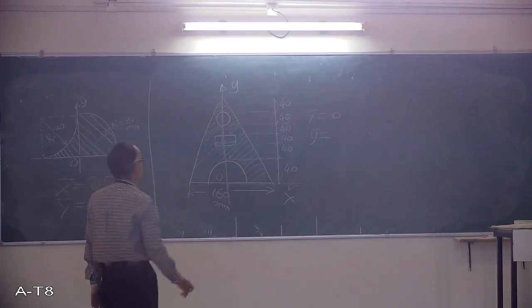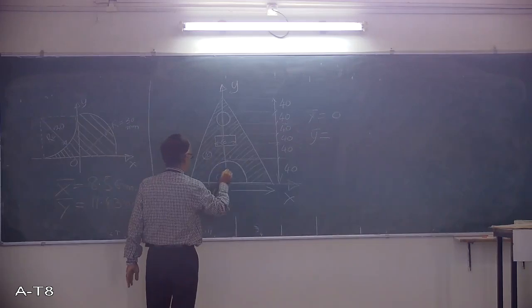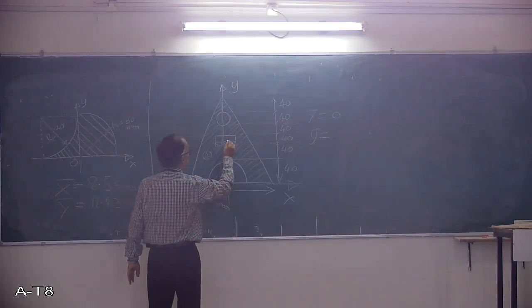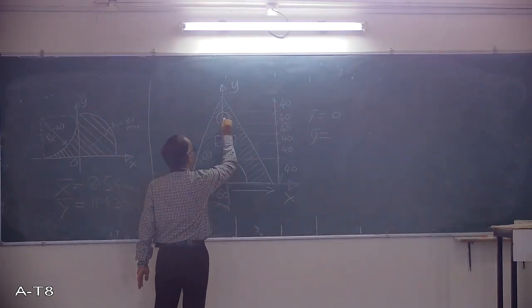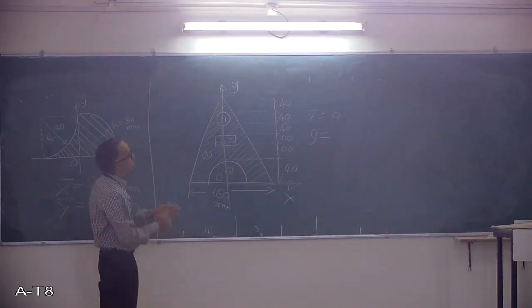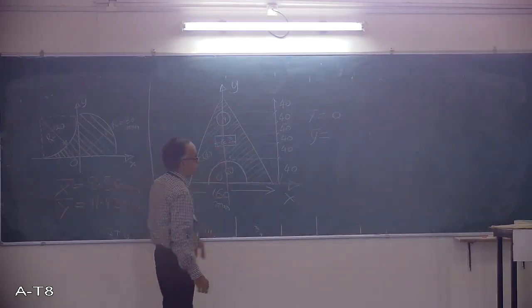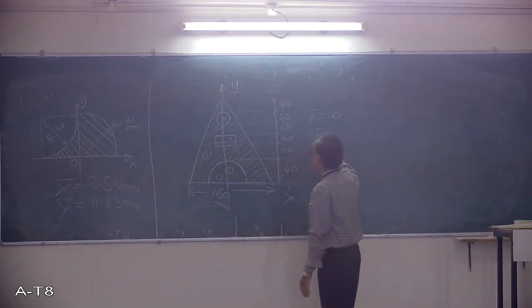If I take the triangle as number 1, semicircle as number 2, rectangle as number 3, and square as number 4, then if I take the full triangle, everything will come into the picture. So then how do I write here? Y bar.